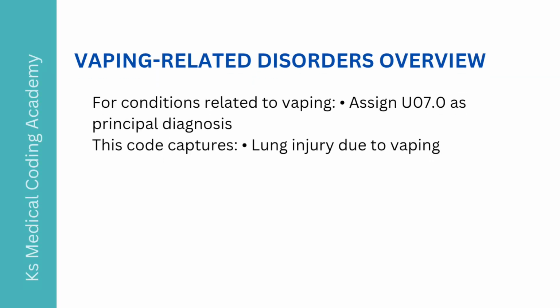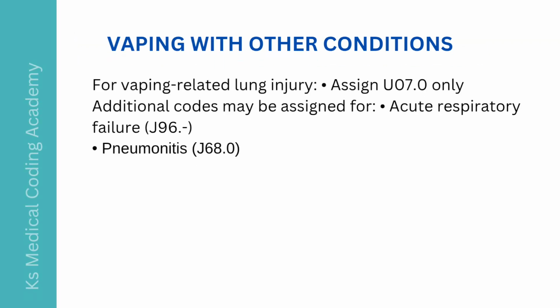Vaping-related disorders. For conditions related to vaping, assign U07.0 as the principal diagnosis. This code captures lung injury due to vaping. Vaping with other conditions. For vaping-related lung injury, assign U07.0 only. You may also assign additional codes for acute respiratory failure and pneumonitis.